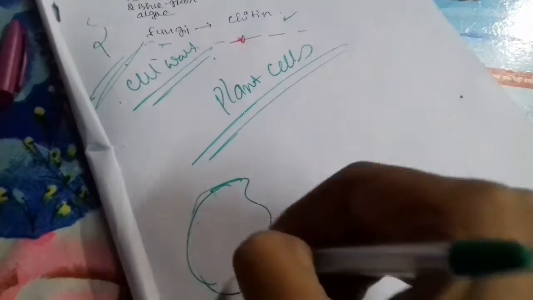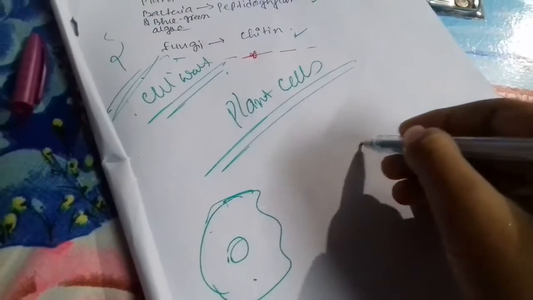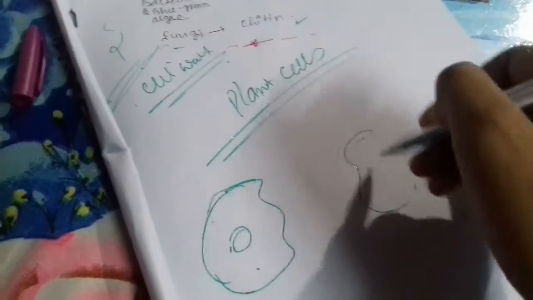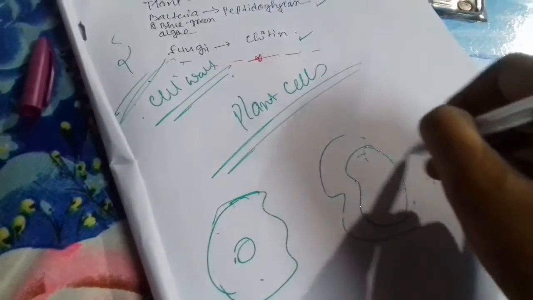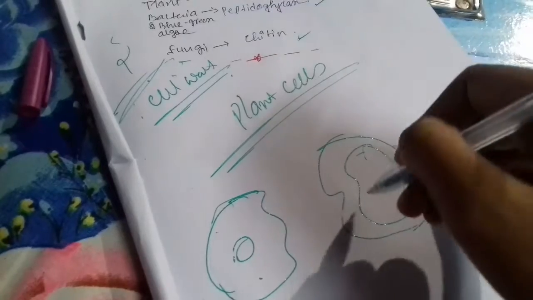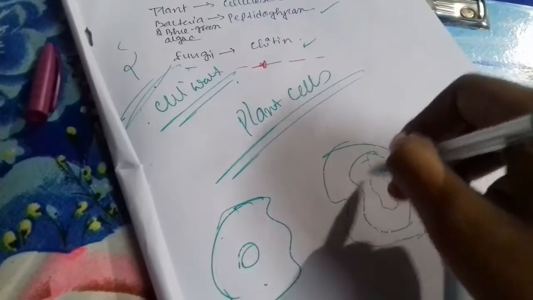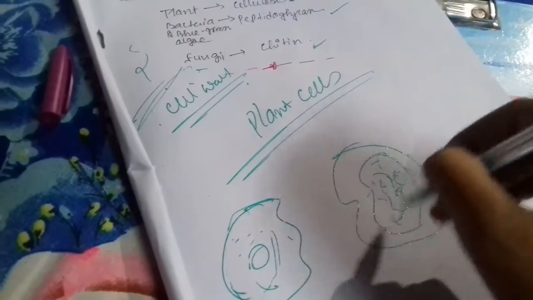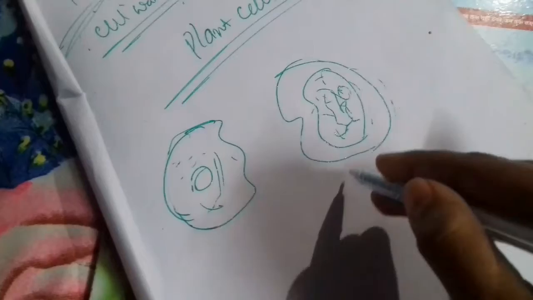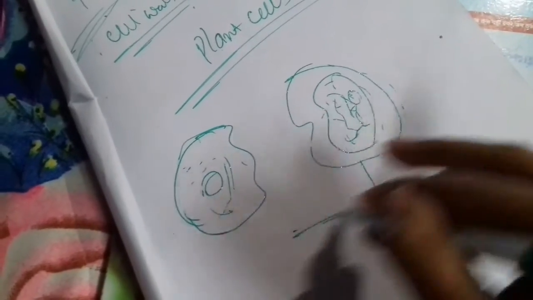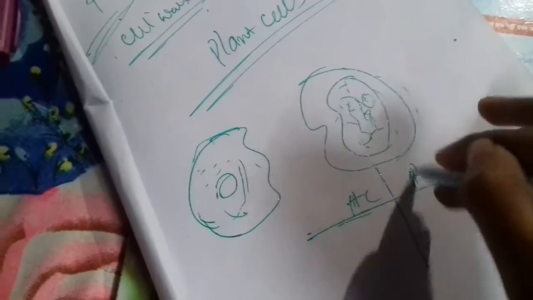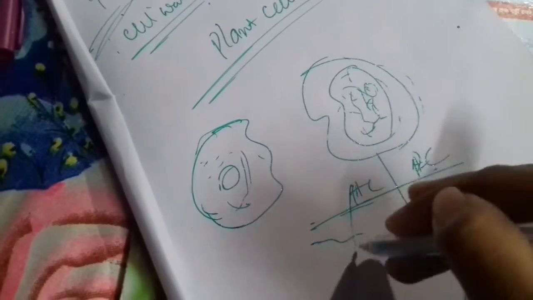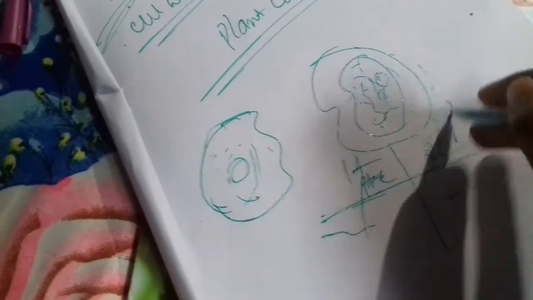So if we draw an animal cell, it is like this, and if I draw a plant cell, it is like this. It is typical, but it should have a cell wall, a side nucleus, and so on. In the next video, we'll discuss the differences between animal cell and plant cell.